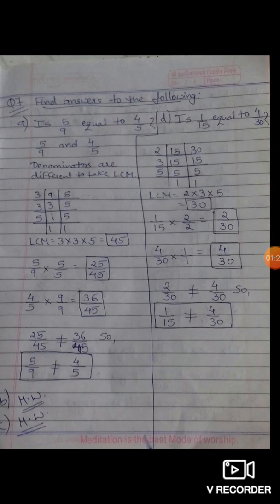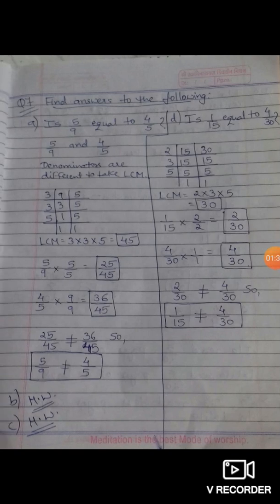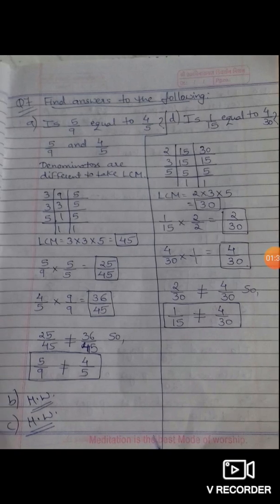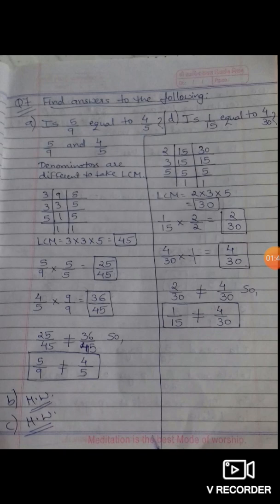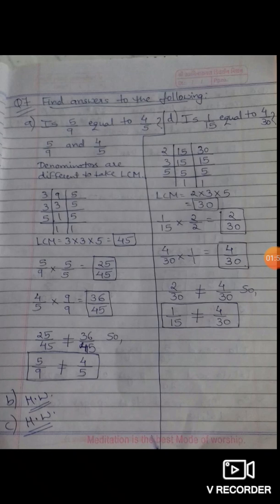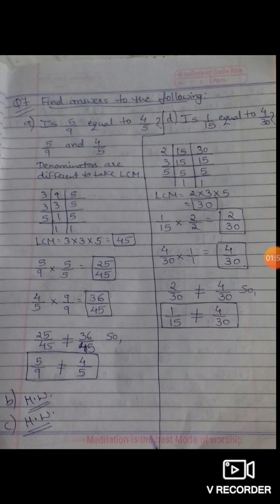Okay. Moving on to question number D, as B and C are a part of your homework. Coming to question number 7D, is 1 upon 15 equal to 4 upon 30? Again children, 1 upon 15 and 4 upon 30 are two different fractions where the denominators and the numerators are different. So take out the LCM of the denominators. 15 and 30 are the denominators. The prime factors of 15 and 30 give 2 into 3 into 5, so our new denominator, that is our LCM, is 30.